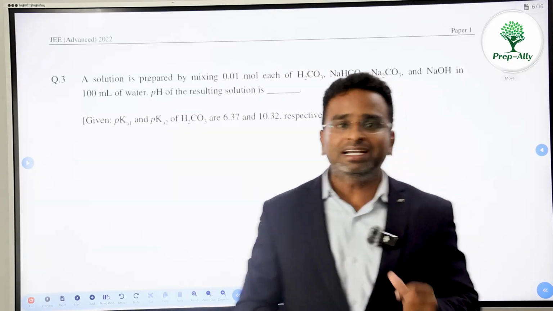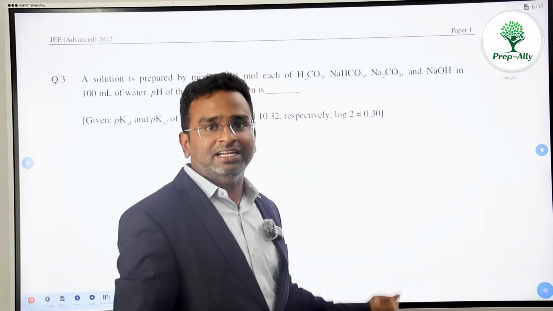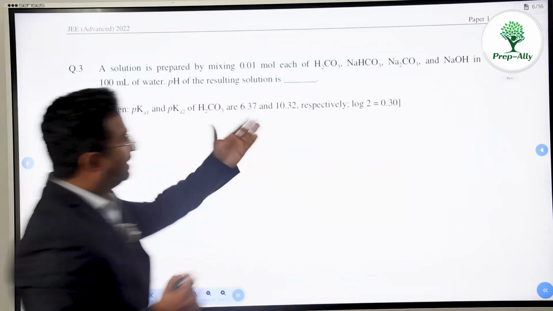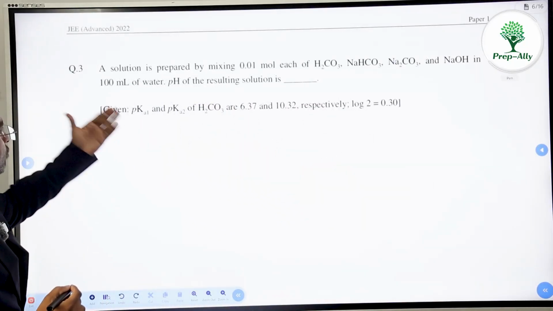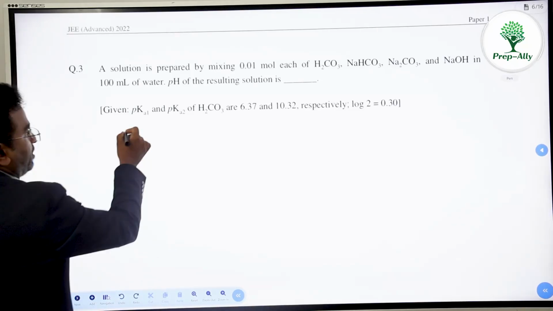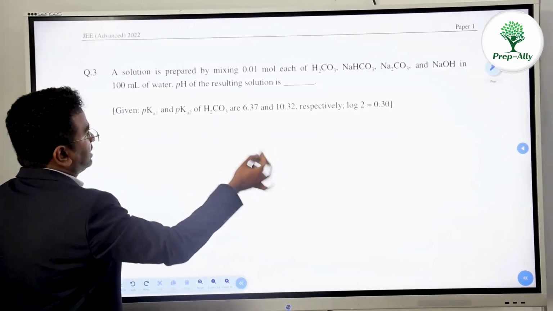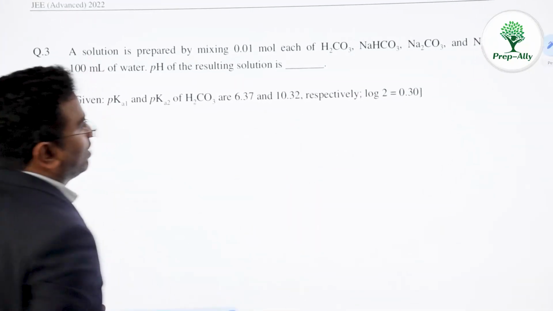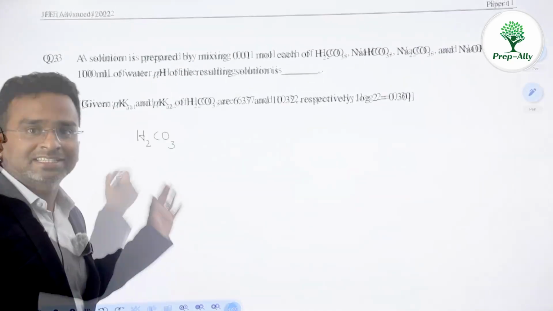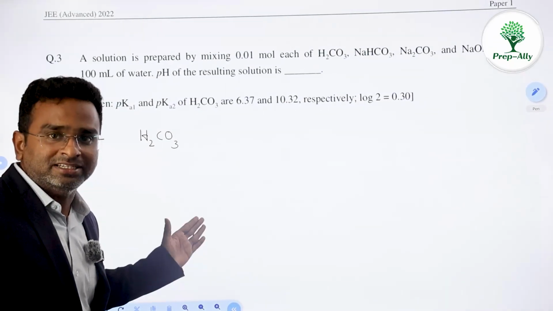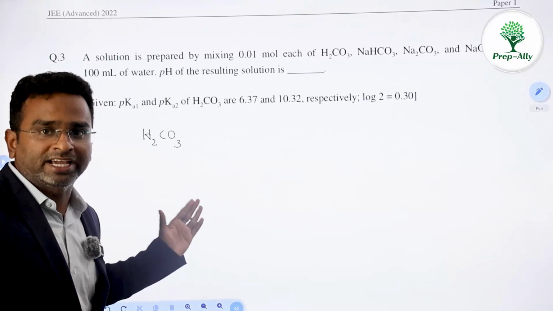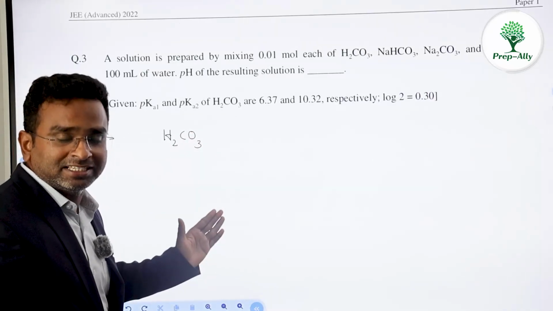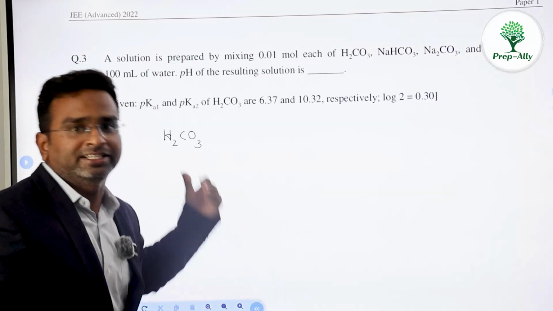start reacting. Now let us identify the strongest acid and the strongest base. Let us go systematically, step by step. NaHCO3, Na2CO3 and NaOH in 100 mL of water, find the pH of the resulting solution. pKa1 and pKa2 of H2CO3 are 6.37 and 10.32 respectively. The log 2 value is also provided as 0.3. Let us consider the strongest acid in the mixture, which is H2CO3, carbonic acid, whose pKa1 is 6.37, which is less. Whenever pKa is less, acidic strength is more.